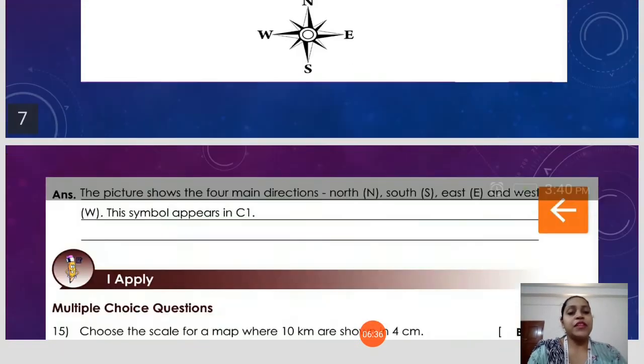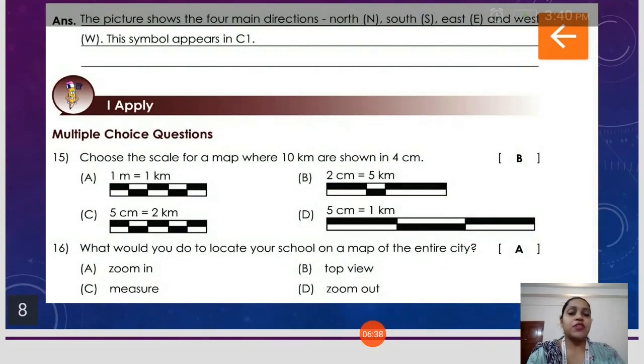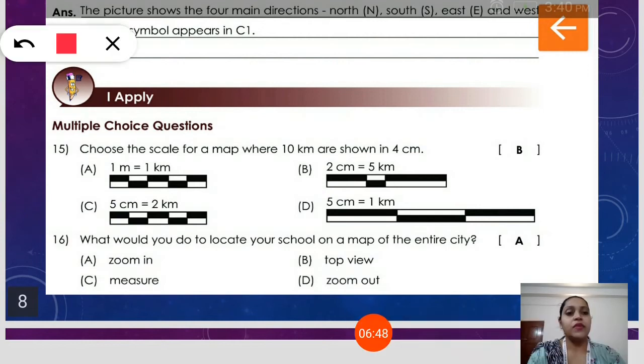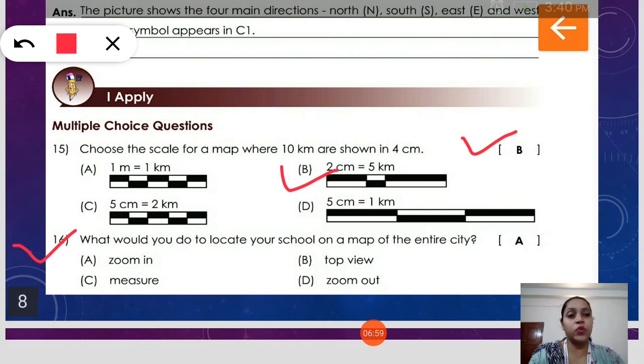Let's proceed children with the next multiple choice question. Choose the scale for a map where 10 km are shown in 4 cm. And the correct answer is number B. Okay, and you'll write in the bracket B, 2 cm equals 5 km. Then we come to question number 16. What would you do to locate your school on a map of the entire city? It will be zoom in.